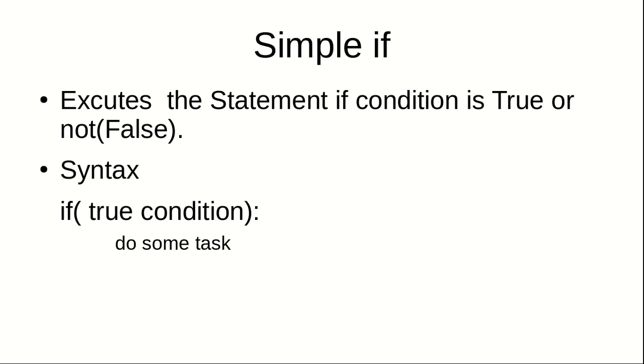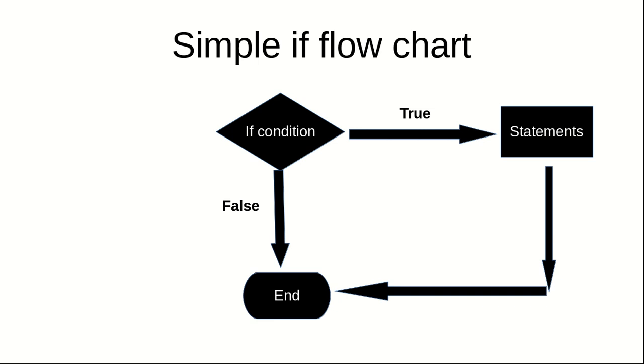So the first one is simple if. A simple if statement executes the statements if the condition is true. The syntax is: if, condition, colon, and inside this if block do some task. Okay, so let's see the flowchart. This is the flowchart of the simple if statement. If the condition is true, then the control flow will go to the statements and do some task, then it will end the program. If the condition is false, it will directly end the program with some optional statements.